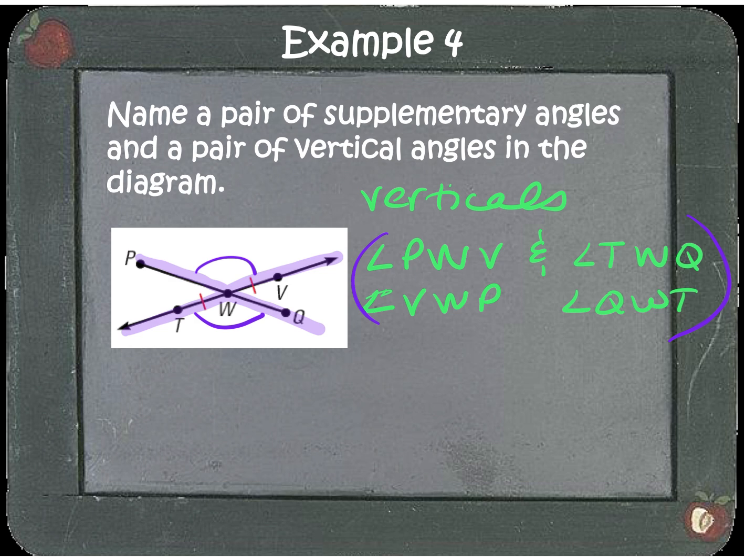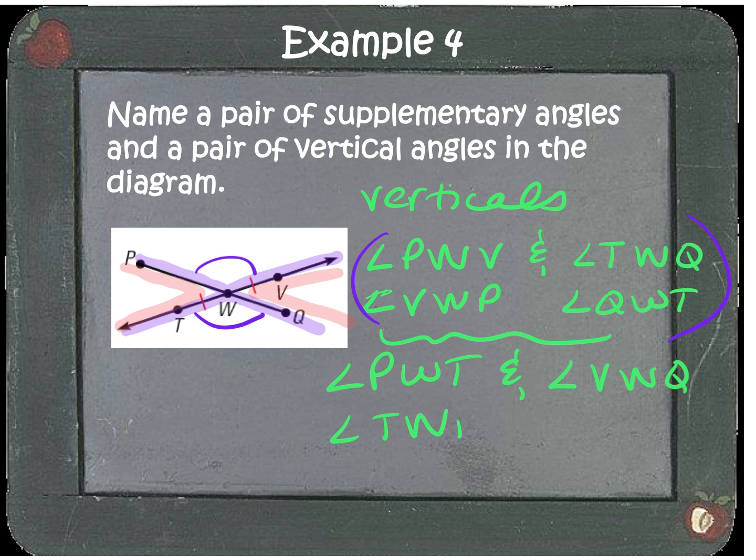And then I can also find some over here on the other side. These are also vertical. And again, I'm going to name them with 3 letters. The other pair would be PWT, don't forget the angle symbol, together with angle VWQ. And again, I could name them in reverse, TWP, and then angle QWV. These are the vertical angles in the picture.